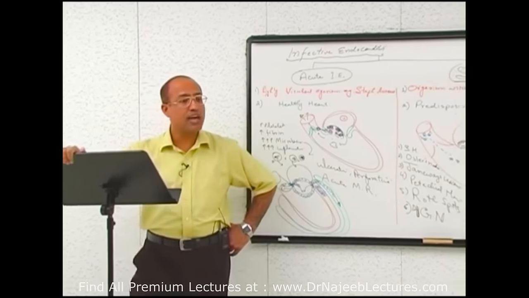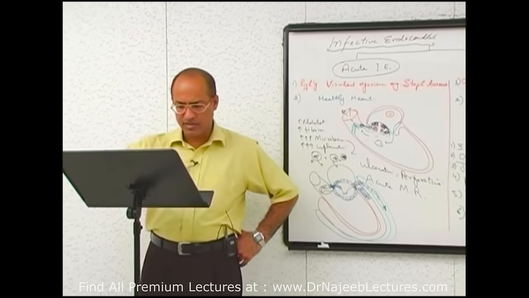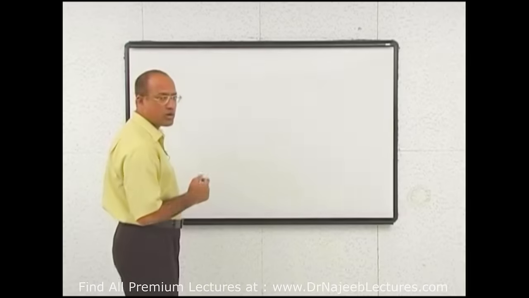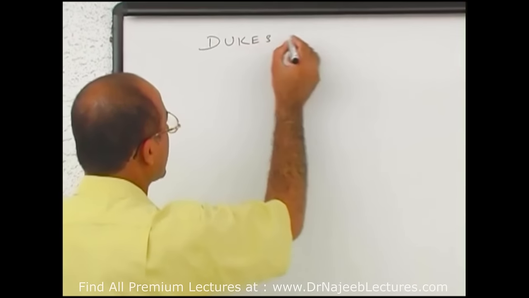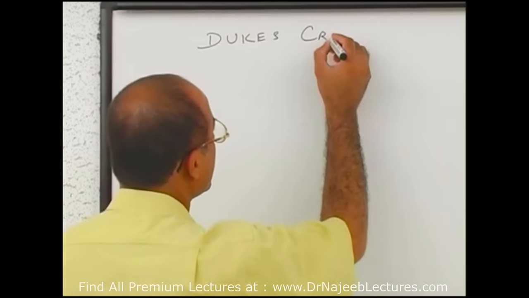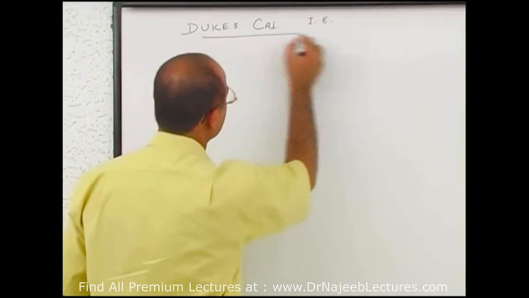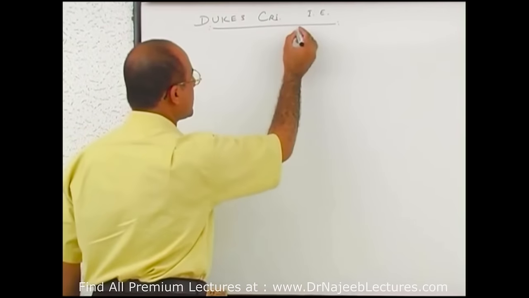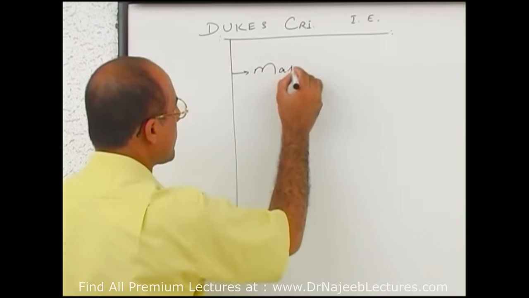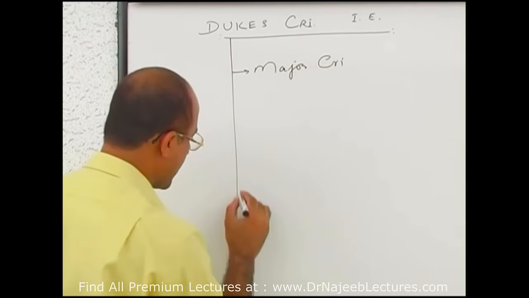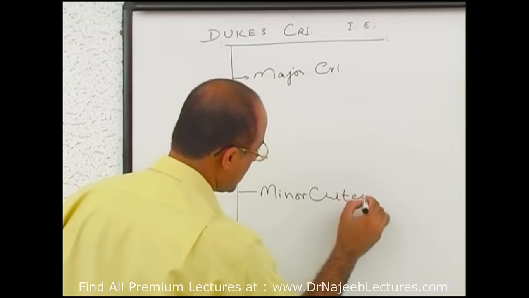After this, we have to talk about systemic emboli, more commonly found in the central nervous system, in the myocardium, and in the kidney. Now we are going to talk about Duke's criteria for diagnosis of infective endocarditis. It has some major criteria and some minor criteria.